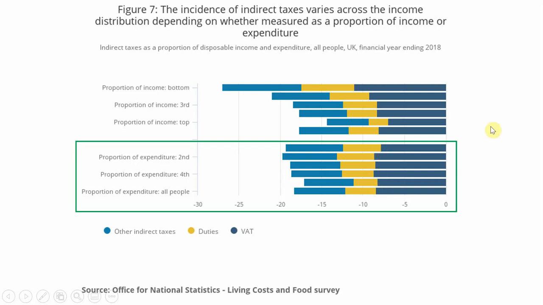So what this means is if I go out and spend £100, 17% of that, roughly, is going to the government as VAT. And that's, as we'd expect, pretty consistent across all of them because we're paying indirect tax on most of what we buy.